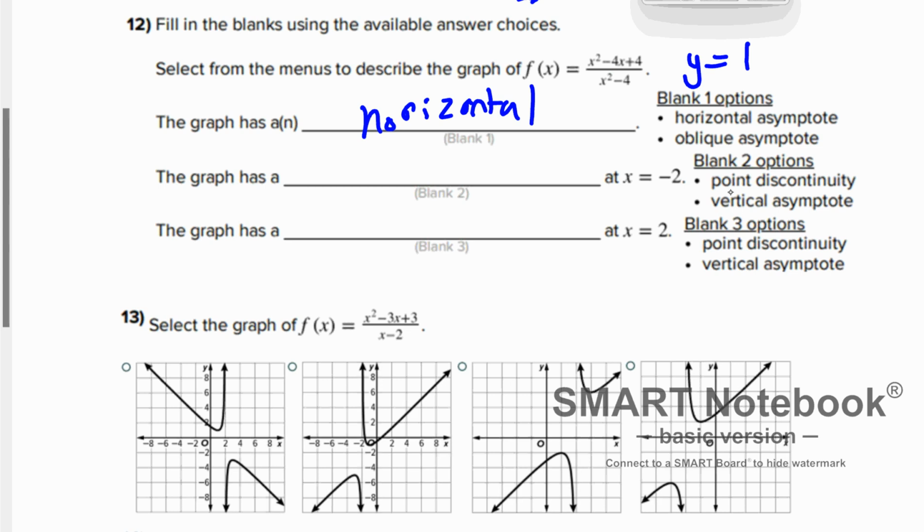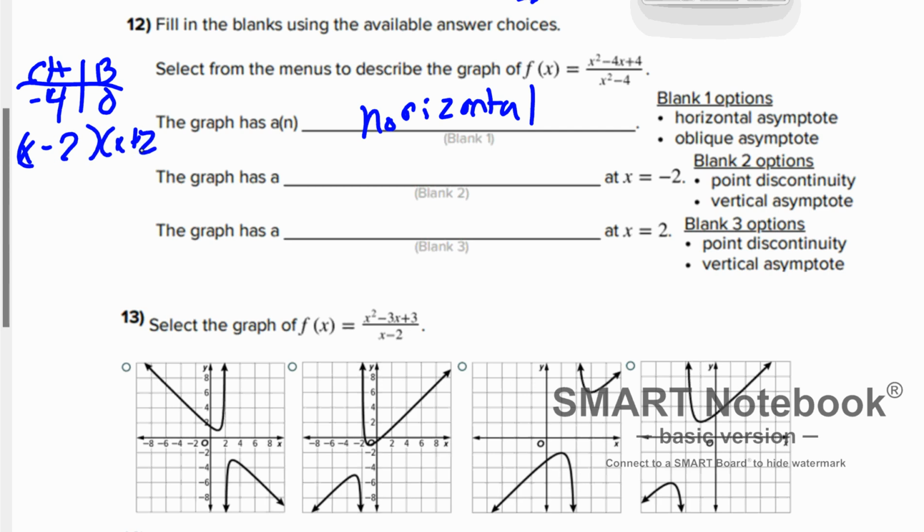Does this graph have a point of discontinuity or a vertical asymptote? That's when we set our denominator equal to 0 and solve it, but we factor it first. So we could use a, b, c: a is 1, c is -4, and b is 0. So that'd be an x minus 2 and an x plus 2. Then we set those equal to 0, and we get x equals 2 and x equals -2. We can't have those two, so those would be vertical asymptotes.